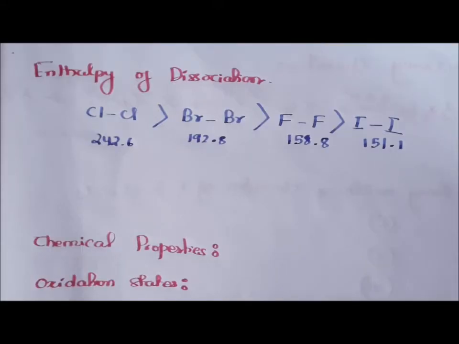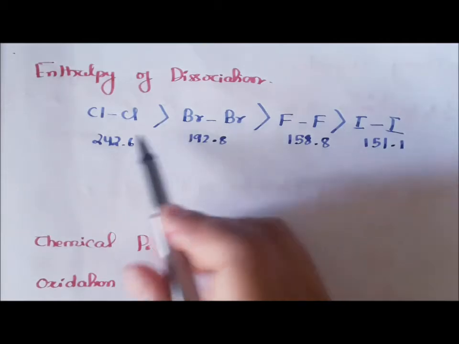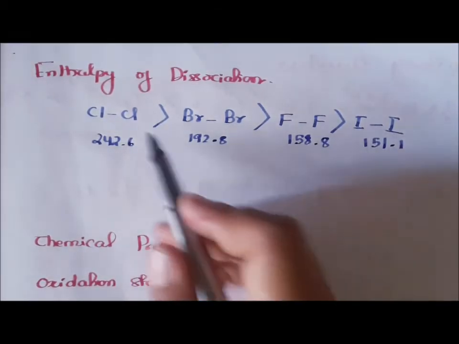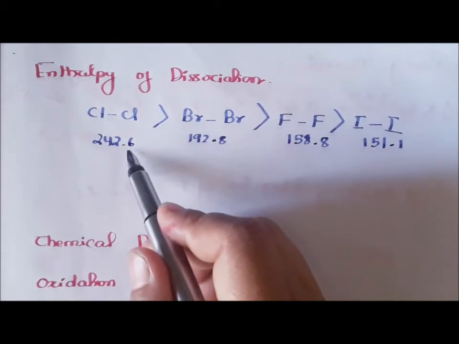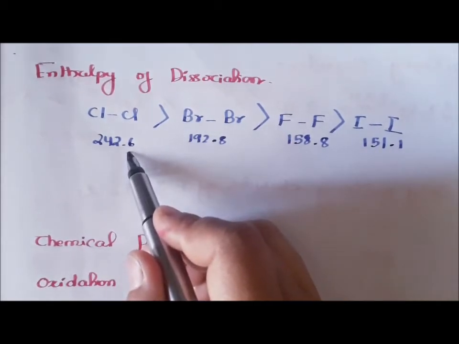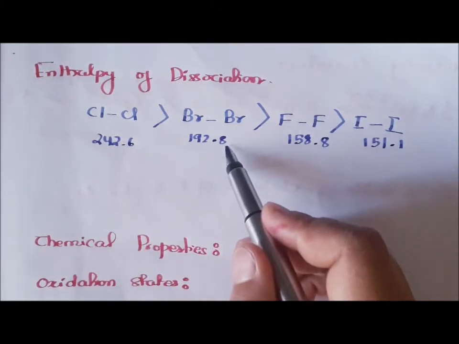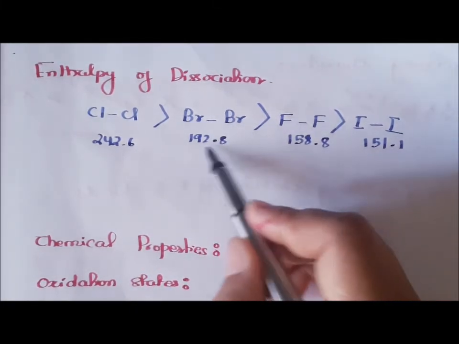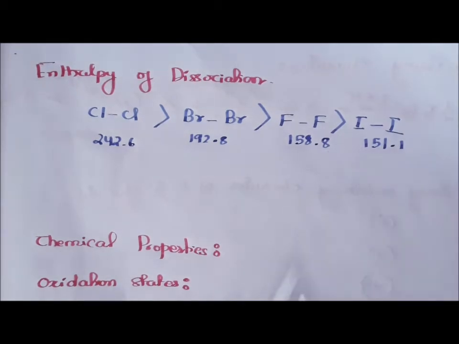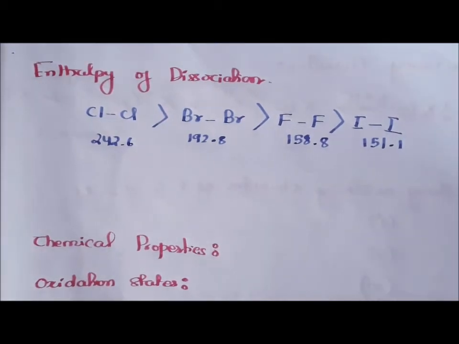Now next, the enthalpy of dissociation of these molecules: chlorine, bromine, fluorine, iodine. Chlorine will have the highest bond dissociation enthalpy, 242.6. The next is bromine 192.8, fluorine 158.8, and iodine 151.1 kilojoule per mole.